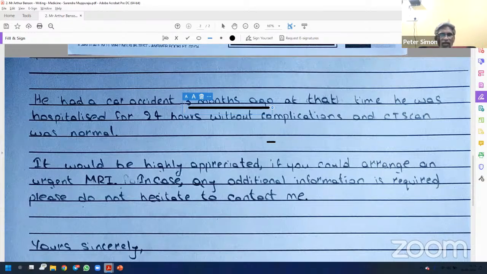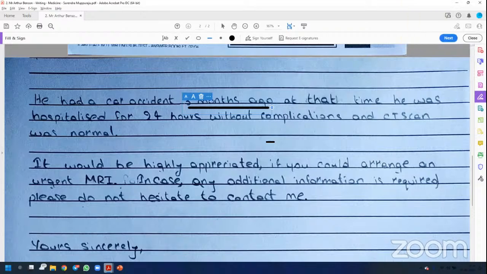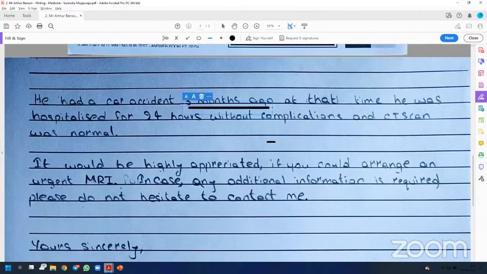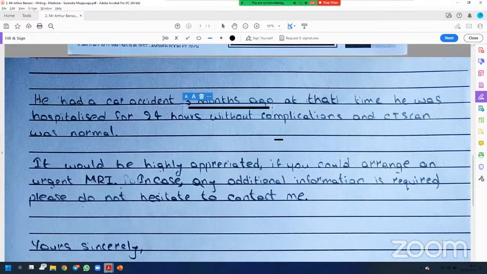CT scan was unremarkable and the condition was uncomplicated. See how you want to write, you write. There are 101 different ways of writing. See the best one which you feel comfortable with.